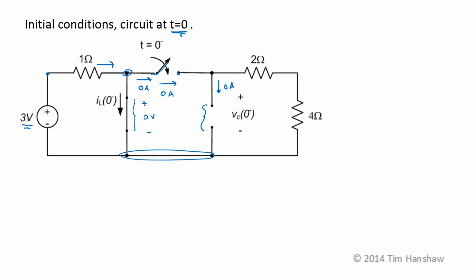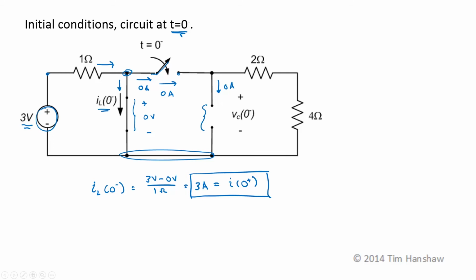Since this current is 0, that will also be the value for I sub L at 0 minus. So I sub L at 0 minus is 3 volts minus 0 volts over 1 ohm, which is just 3 amps. And since that value can't change instantaneously, its initial value I sub L at 0 plus has to be that value as well.